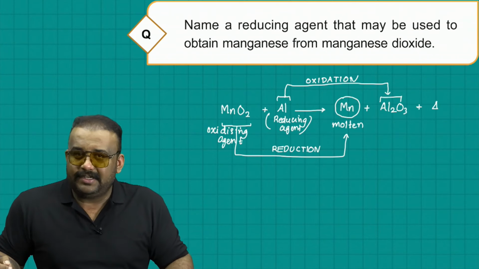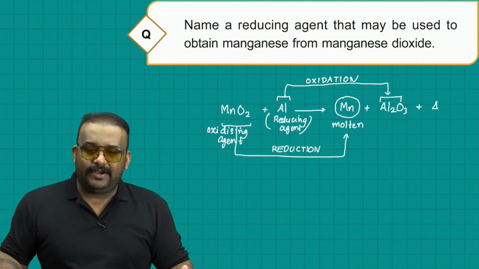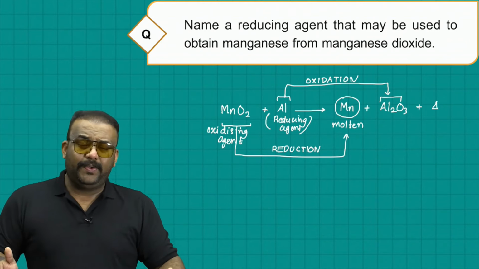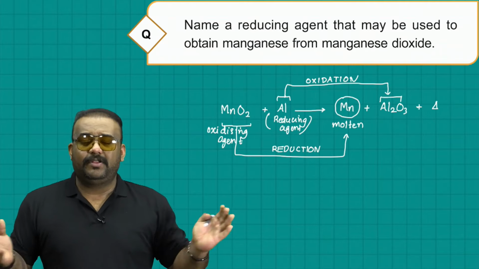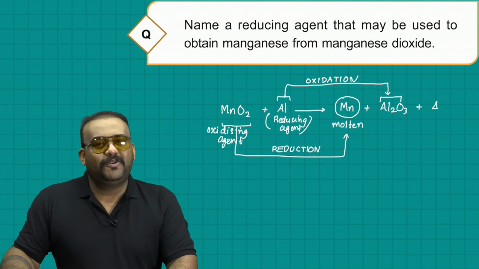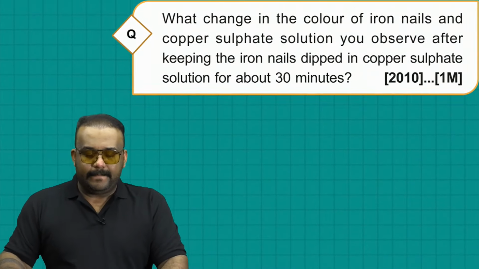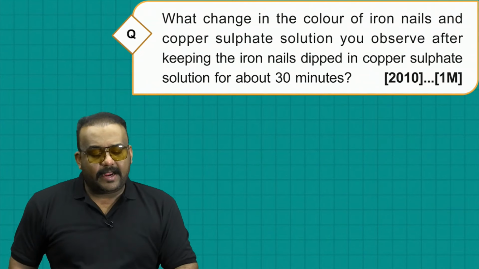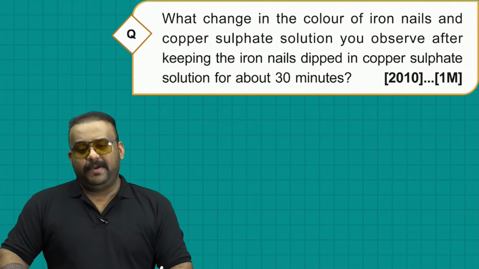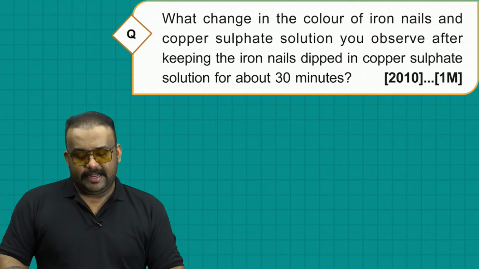We learned about what is a thermite reaction. We learned what is redox reaction. We learned what is reduction, what is oxidation, what is reducing agent, what is oxidizing agent. So this is the way how you should practice. When you do questions, try to recollect all the information or the relevant theory that you have learned about the same. Okay, so let's move on to next question. What change in the color of iron nails and copper sulfate solution you observe after keeping the iron nails dipped in copper sulfate solution for about 30 minutes?